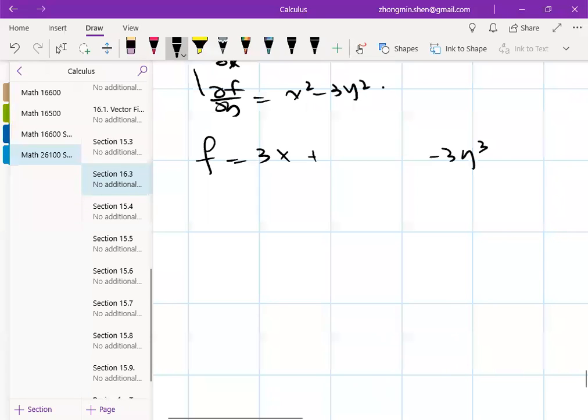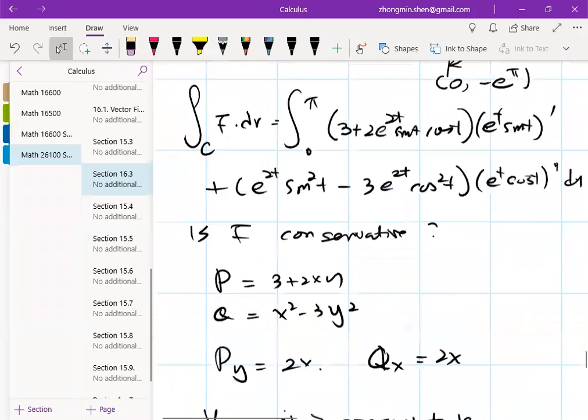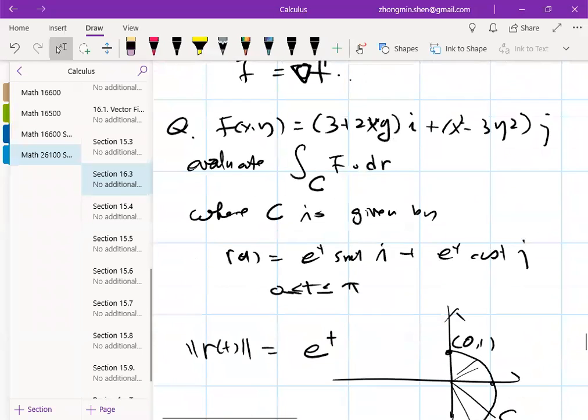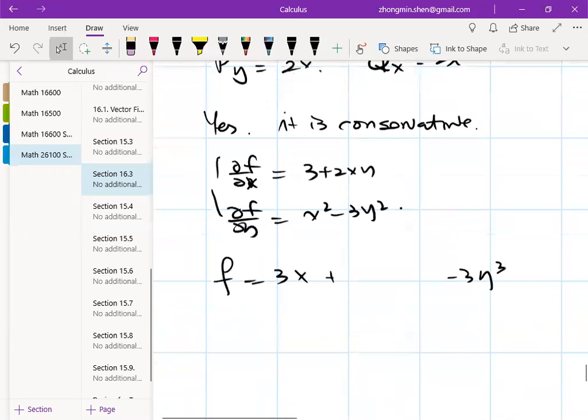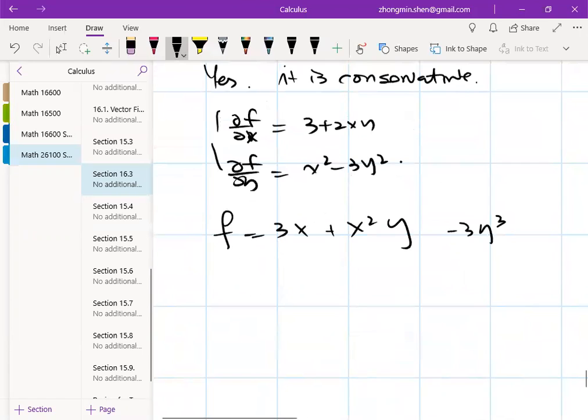I cannot memorize all the numbers. Okay. x squared y. Let's double check, right? When you differentiate with respect to x, you get 2xy. Yes. When you differentiate with respect to y, you get x squared minus 3y squared? No.